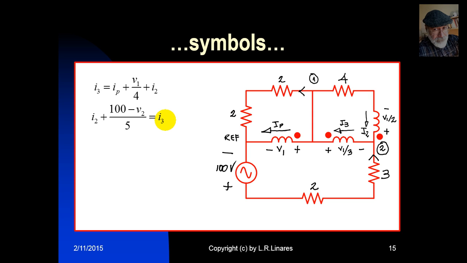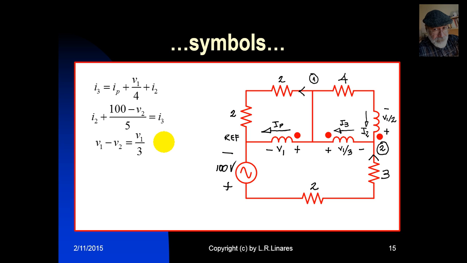However, we have V1, V2, IP, I2, I3. We have 5 unknowns. We need 3 more equations. Let's see what other equation we have. Right off the top, we say, hey, there is an equation here. This winding is telling me that V1 minus V2 is V1 over 3. Sure, let me write it down. Fine. Okay, what else can I write? What other equation can I write?